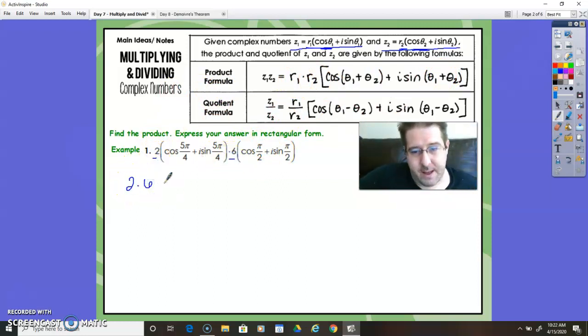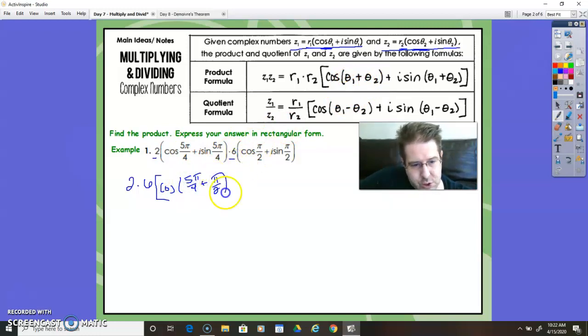Once again, I'm going to show every step, but I know a lot of you will probably just skip steps because you like to do it the shortcut way. When I say skip steps, I don't mean not do them. I mean do multiple steps at the same time. So cosine of the first angle plus the second angle. So that's cosine of 5 pi over 4 plus pi over 2. And then it's going to be added to i times sine of the exact same 2 angles, like this. And all you got to do now is simplify it, basically. Well, 2 times 6 is 12, so I'll change that first.